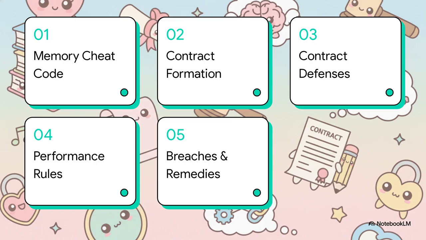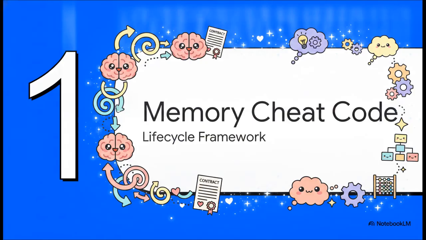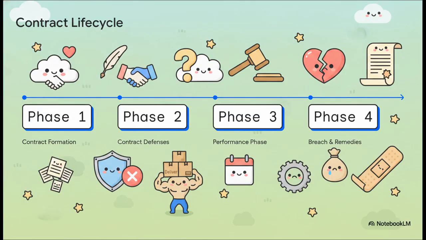Let's jump in. Okay, Section 1, the contract memory cheat code. Let's quickly lay down the overarching framework for how these memory tools actually link up to create a unified system. The secret here is that contract law is inherently sequential. So instead of trying to memorize a random jumble of letters and rules, we're going to anchor all our mnemonics to this specific timeline. You start with formation, move to defenses, check performance, and finally deal with breach and remedies. By visualizing this timeline, you'll always know exactly where you are in a legal dispute.